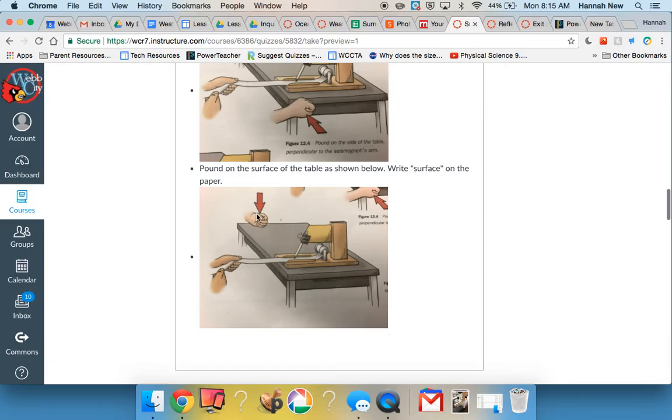But that'll be the best way to get some results. Same thing, pound 5 to 10 seconds, have one person hit, one person pull, and then you're going to write surface on the paper for that section.